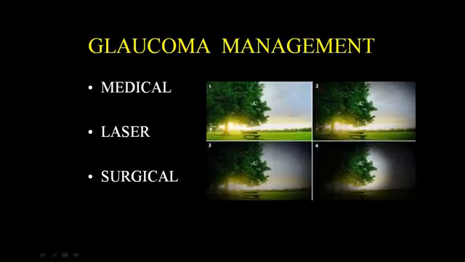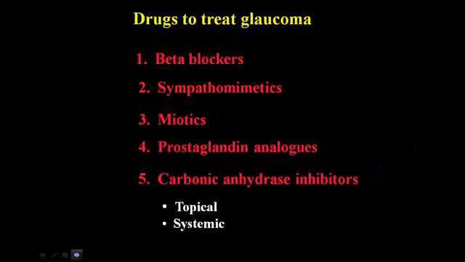These are the 5 groups of drugs that are used to treat glaucoma. They include beta blockers, sympathomimetics, or we call them alpha-2 agonists, and miotics, which include pilocarpine and carbachol, very potent anti-glaucoma drugs, but now used less commonly due to the side effects. Then we have the prostaglandin analogs, which are considered the first-line anti-glaucoma drugs. Then we have the carbonic anhydrase inhibitors, which can be used in topical and systemic forms.